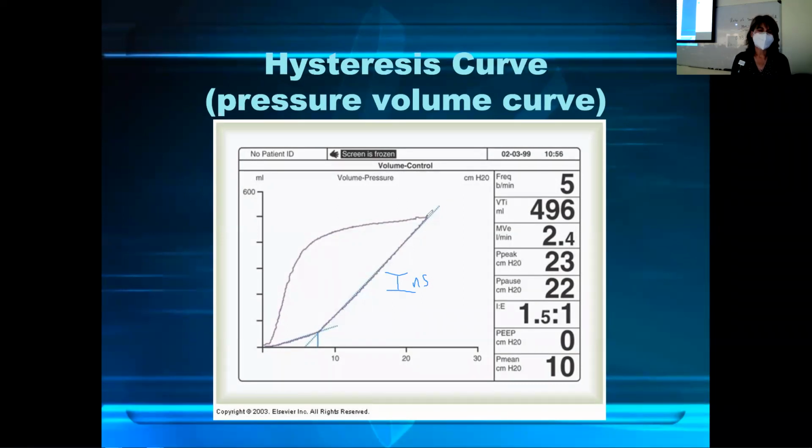So how much pressure built up? We would look at this point and try to bring a straight line down and figure out how much pressure built up when this breath went in. What would you estimate? It says on the side, 23. Yeah, okay, you cheated. 23 centimeters of water. All right, and then this is exhalation.